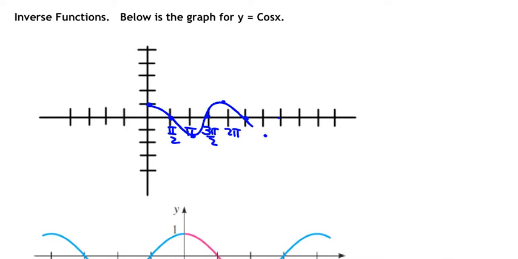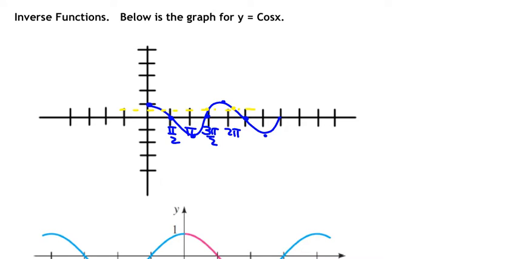So again, you're just following along. There is the y equals cosine of x parent function. If I try to check to see if this is 1-to-1, passing the horizontal line test, it does not pass. You'll notice it'll start to fail here, there, and there. So we're going to restrict its domain.